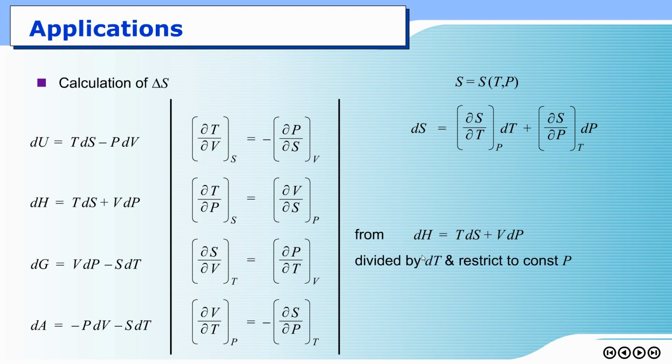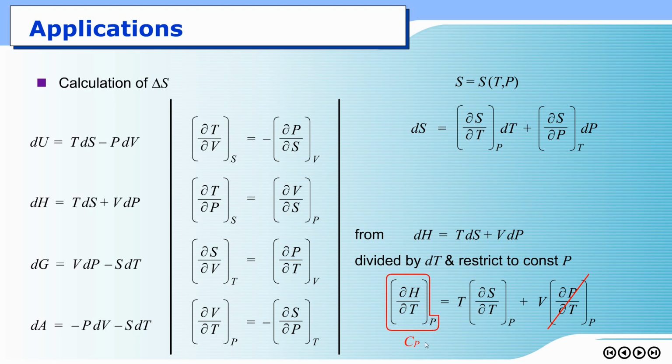We already defined that. So you divide by dT, restrict it to constant pressure, and the left hand side becomes dH by dT at constant pressure, which is the heat capacity Cp. The first term on the right hand side, this is what we want to put here. When you restrict the system pressure to be constant, then dP here becomes 0. You can drop this term. So this one is Cp, and you can plug this back here to be Cp over T.